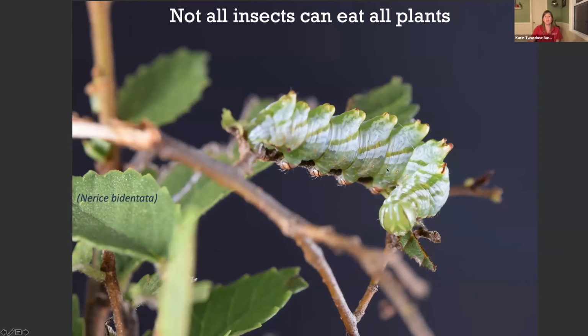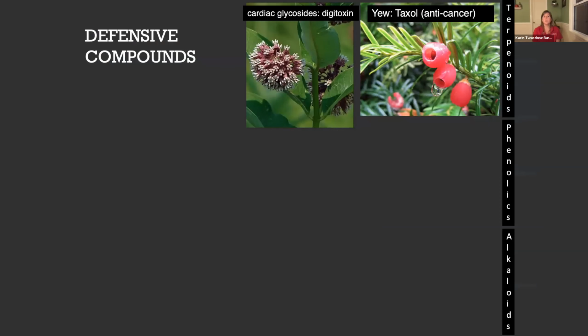Now, these creatures have evolved to specialize on elm, and as a result have lost the ability to detoxify substances of many other plants. And this is because plants aren't static creatures just sitting there being chomped on the landscape. They produce a whole host of physical defenses, but also secondary metabolites that function as defensive compounds. And these span a whole range of terpenoids, phenolics, and alkaloids. And these are substances that we as humans also use medicinally and as food.